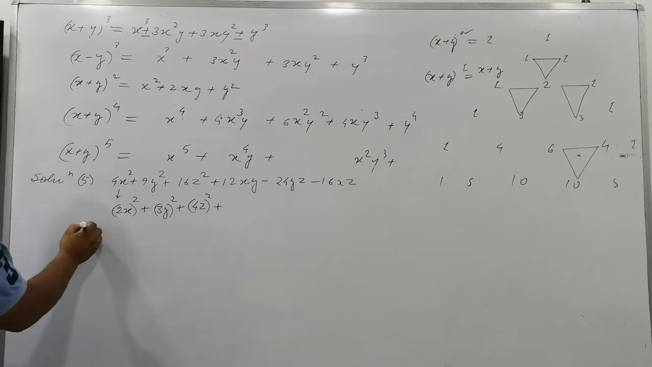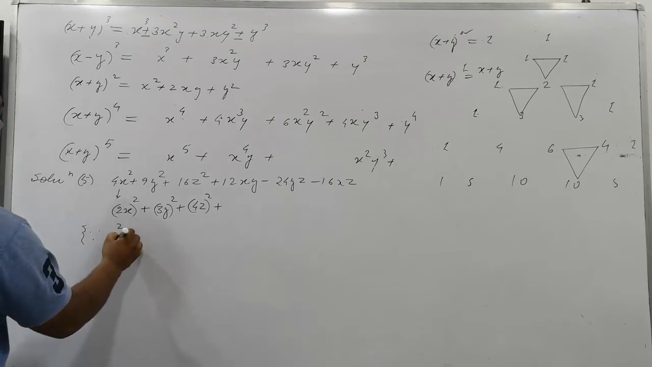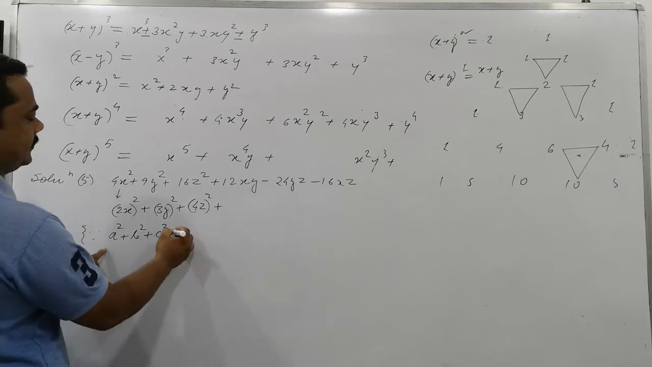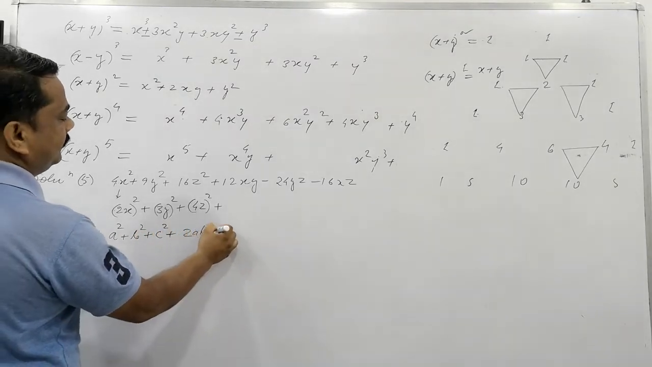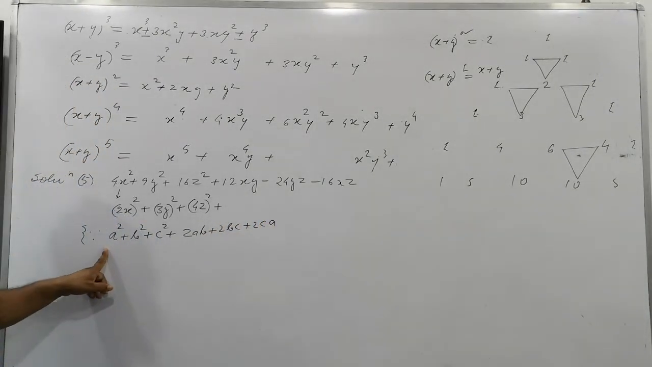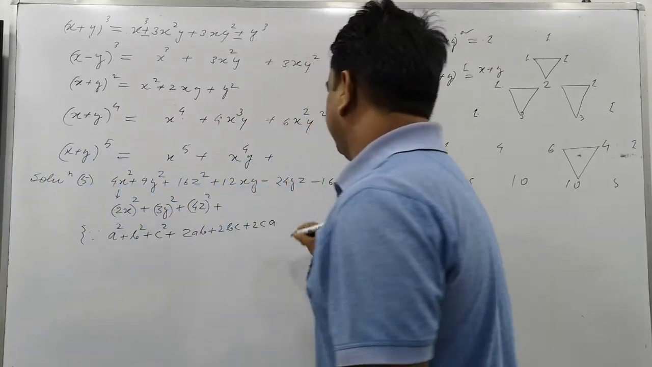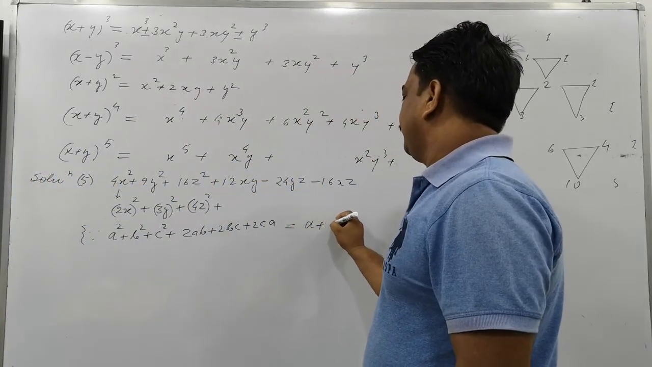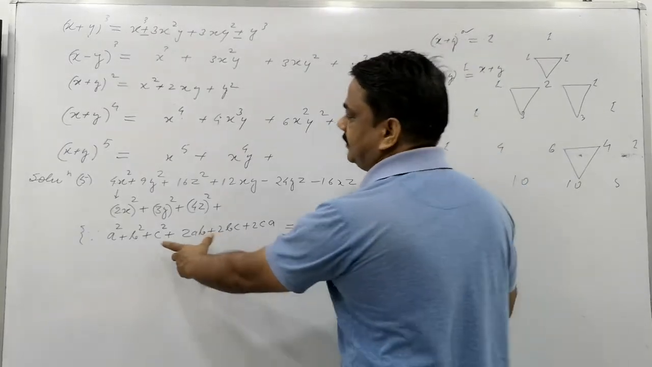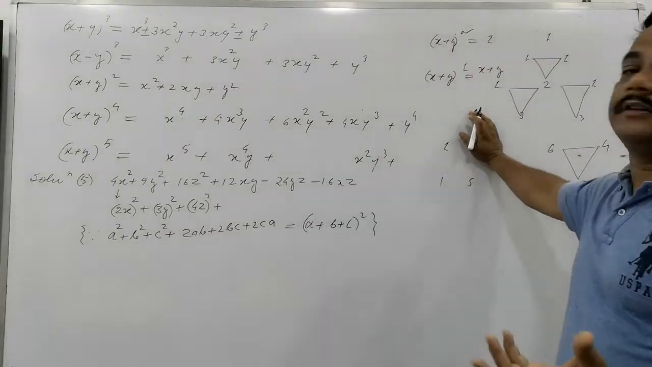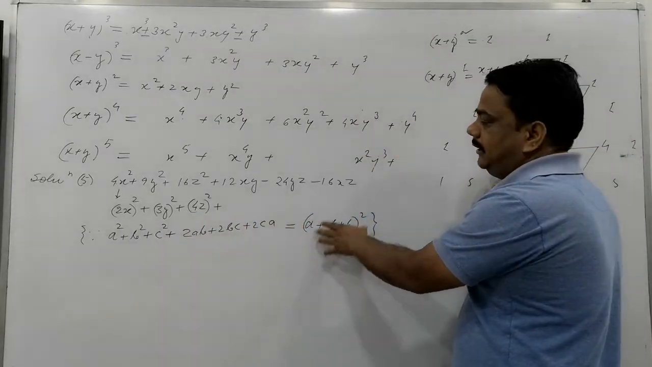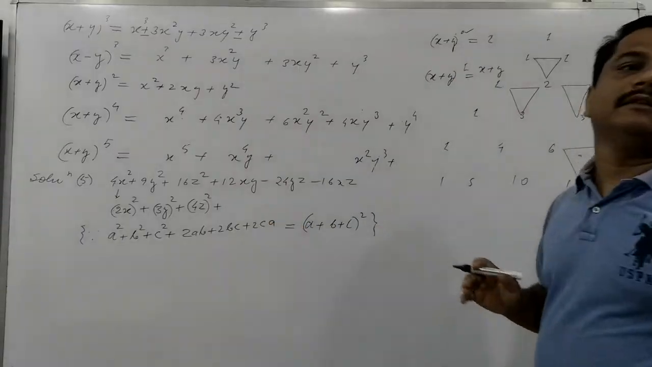What identity is associated with this? It's a square, b square, c square, right? Now what comes further? Plus 2ab, 2bc, and twice 2ca. And further, this can be written as a plus b plus c whole square. It means that if this type of pattern occurs, the left side can be transformed into the right, and the right side can be transformed into the left.